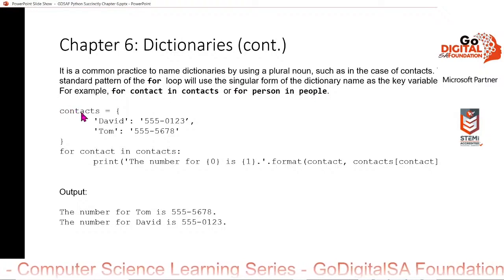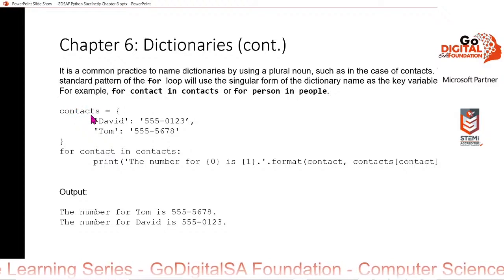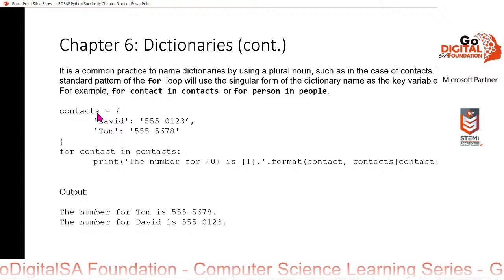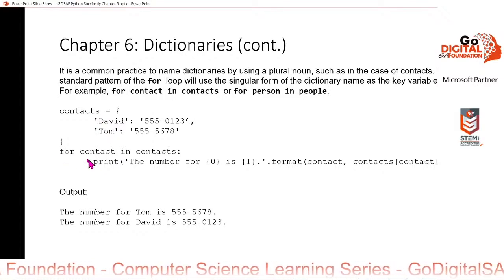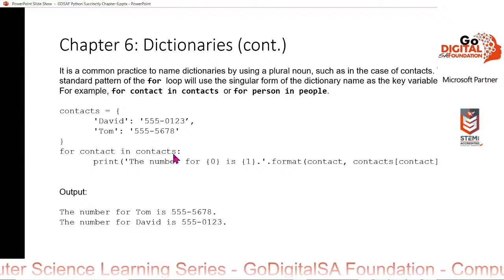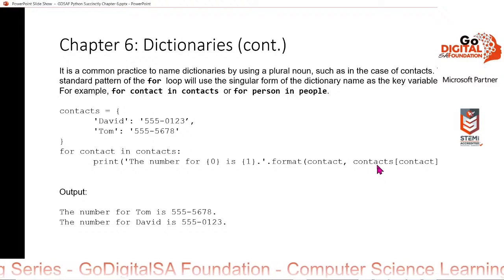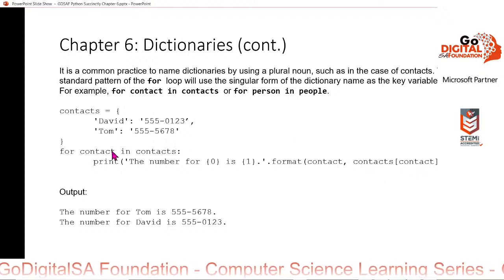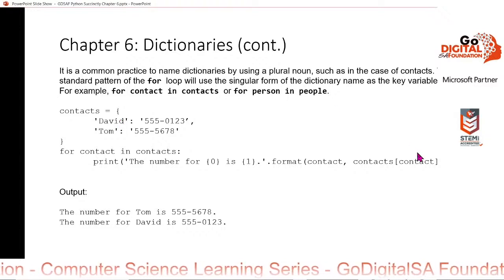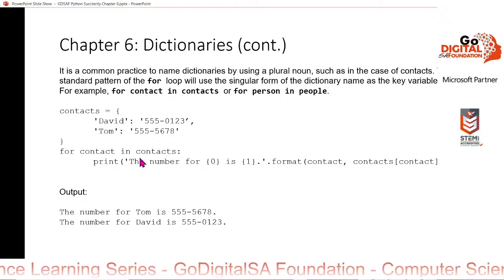Okay, so when you create a dictionary, you usually use a plural name for it. So this dictionary has got 2 items. We call it contacts. Then when we use a for loop, we say for contact in contacts, and it will print the number, and it prints contact and the contact's contact. Okay, so contact will be the first item the first time through the loop, and it will be the second item the second time through the loop.